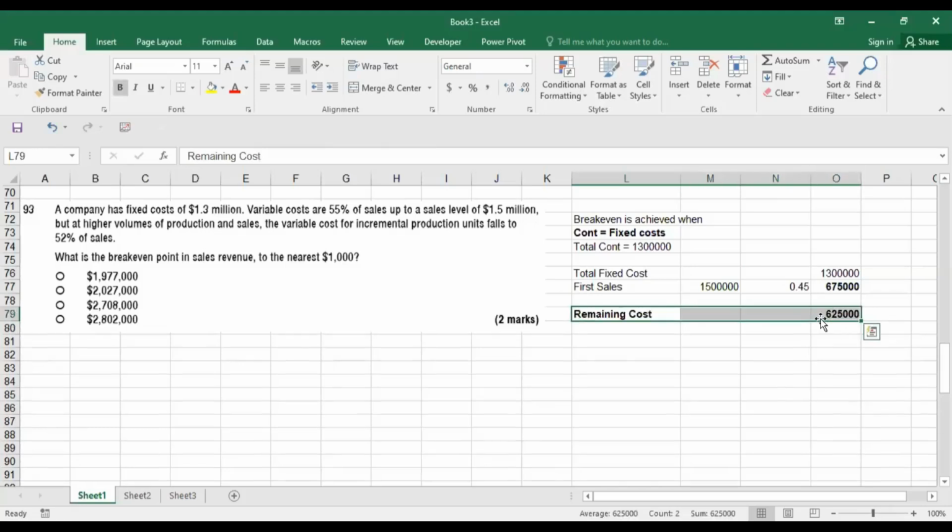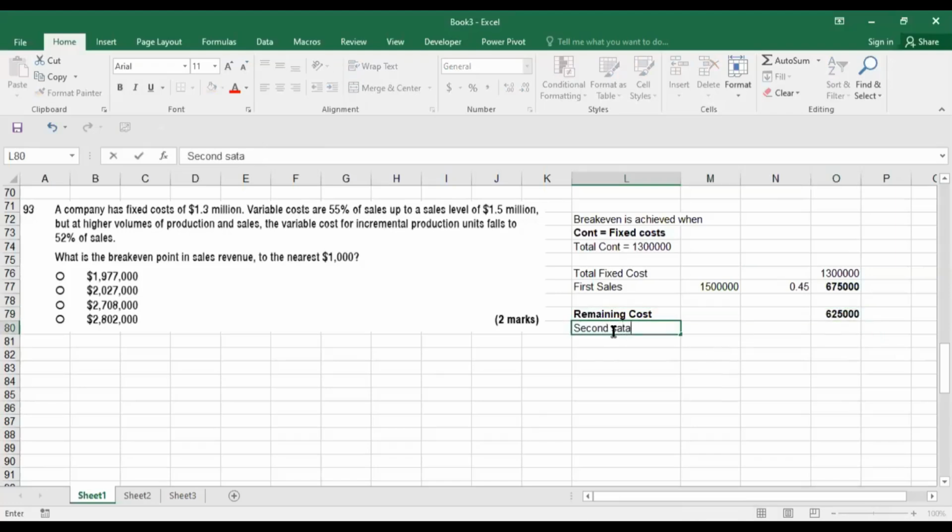Now you think about it. If you want to make 625,000 in contribution, from how much sale can you make it? We know that in the second stage, your CS ratio, contribution to sales ratio, is 0.48, right? This was given in the question because variable cost will become 52%, which means that if variable cost is 52%, contribution to sales ratio is 0.48.